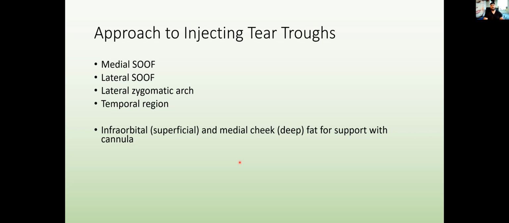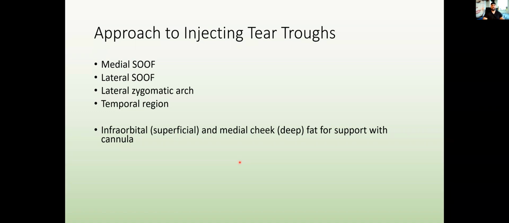The things we need to consider would be the medial and the lateral SUF. Remember, the SUF in the infraorbital region isn't all one layer, so to speak. You have your medial aspect and then you have your lateral aspect. And if you inject product into the medial aspect, it will not spread into the lateral. So we need to make sure that we are injecting both compartments.